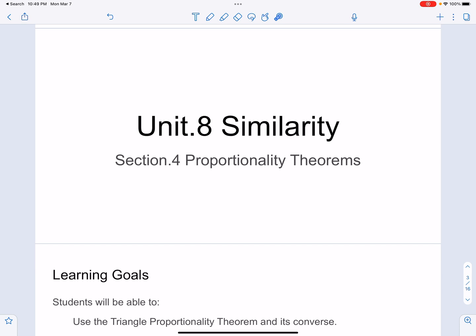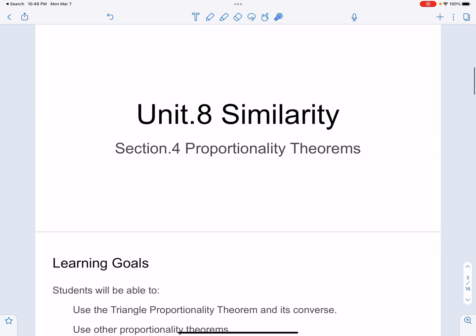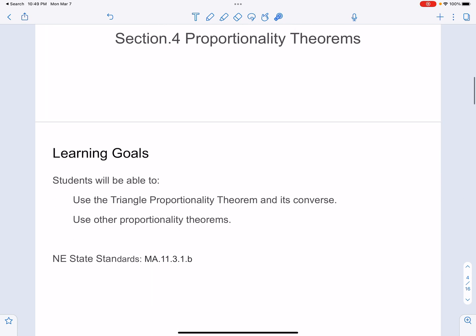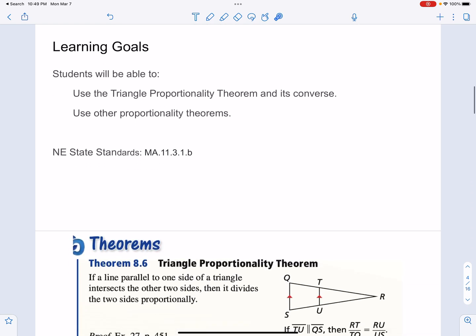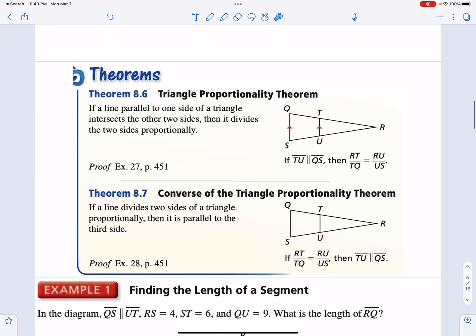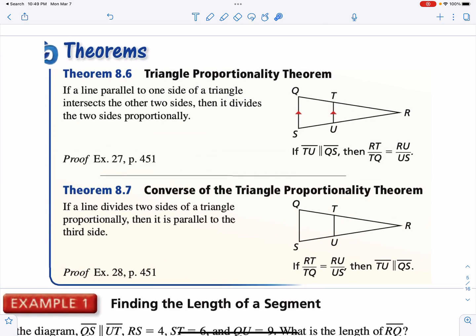So this unit's on proportionality theorems. Again, we've done all those similarity statements. Proportions and those scale factors are kind of the same thing once we get things set up. So it says use the triangle proportionality theorem and its converse. So here it is. Again, pause this, copy it down. I'm going to scroll for the sake of time.